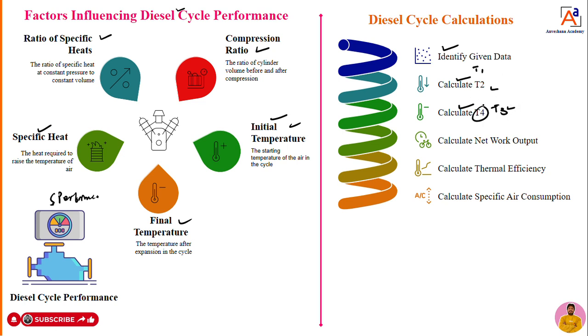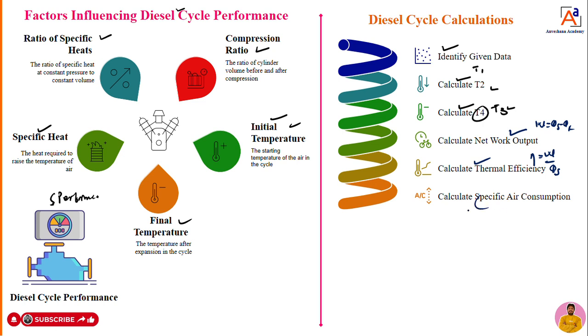With the help of all these temperatures, what do I have to do then? I need to calculate work output. Work output is equal to what? That I already told, Qs minus Qr. Second one, thermal efficiency. What is thermal efficiency? Thermal efficiency is nothing but the ratio of work done to the heat supplied.